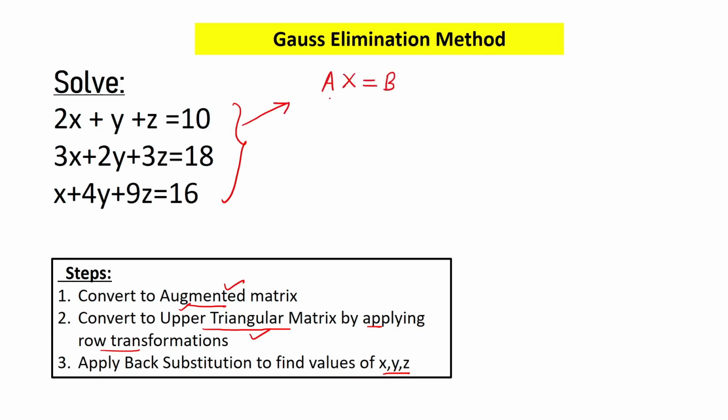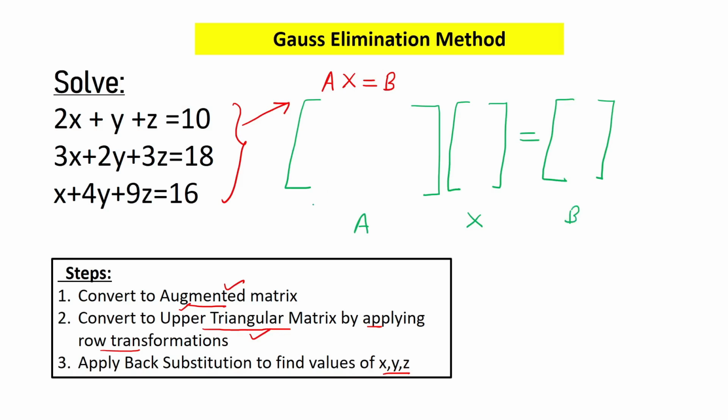equal to B, where A is a matrix, X is a column vector, and B is also a column vector. Inside the array A, we have to write the coefficients of x, y, and z. Here you can see we have the coefficients 2, 1, 1, so we write 2, 1, 1. Then we have 3, 2, 3, so we write 3, 2, 3. And then we have 1, 4, and 9. And this X represents the unknowns.